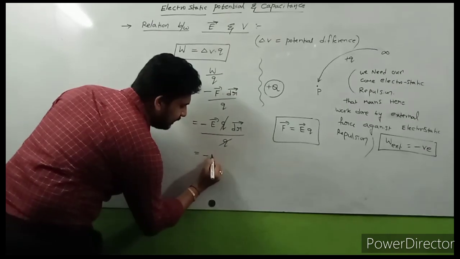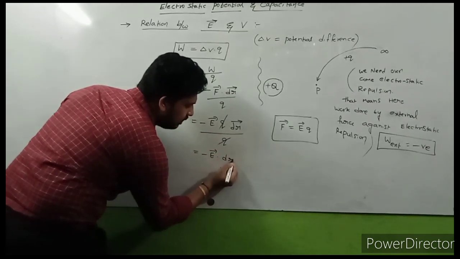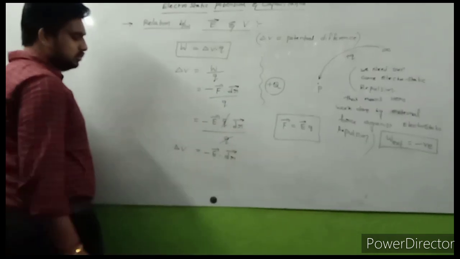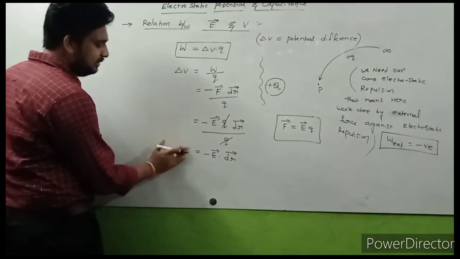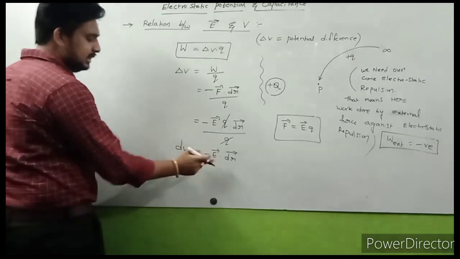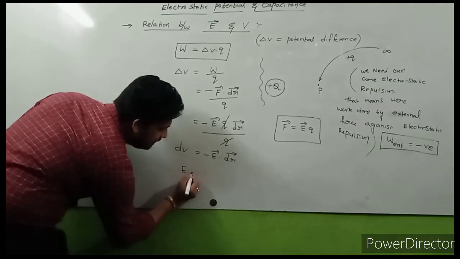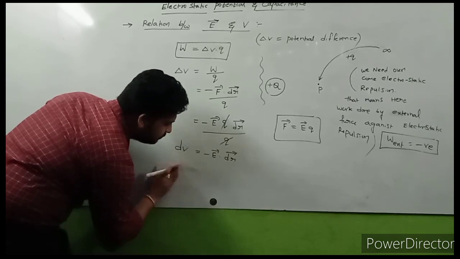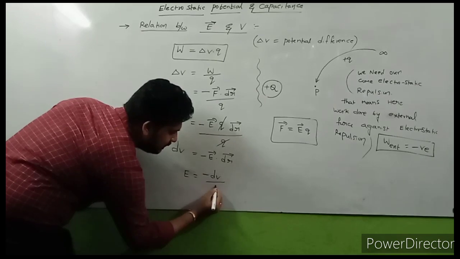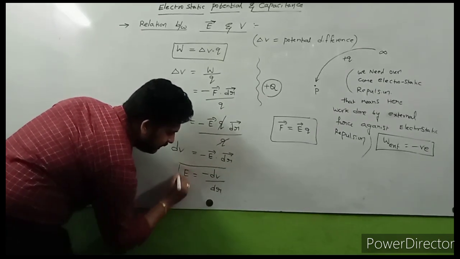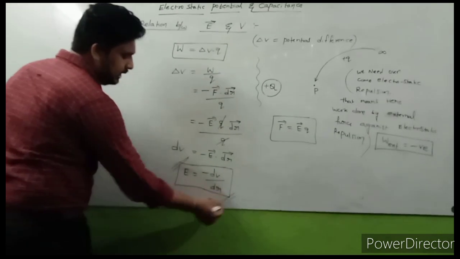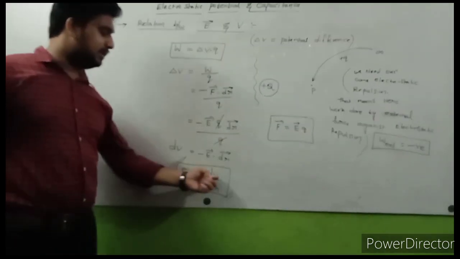Finally we got minus E bar dot dr bar is equal to delta V. Delta V can be written as dV also. So we want here the E value. E is equal to, this minus will move this side, minus dV by dr. This is the differential form, very, very important. E is equal to minus dV by dr.